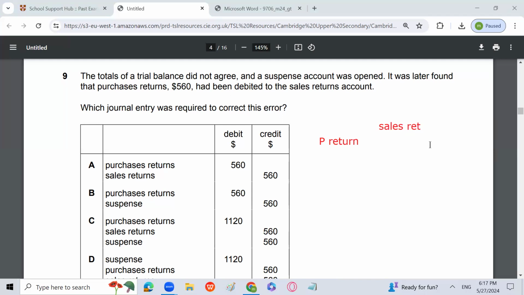Now, sales return is wrongly debited, so it will be credited. Purchase return is not recorded, that will be credited on the credit side, and suspense is going to be debited. So suspense to purchase return and sales return. So D is the answer. Suspense to purchase return and sales return.